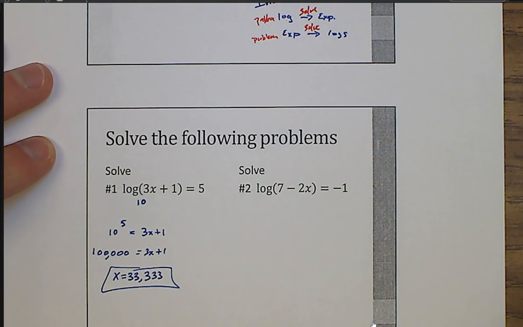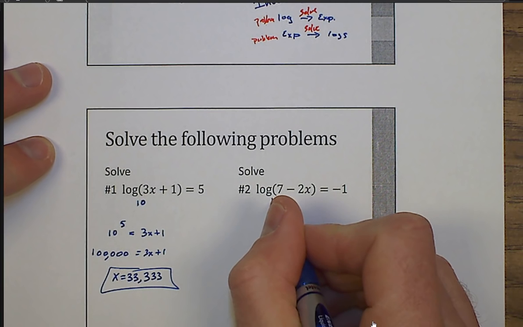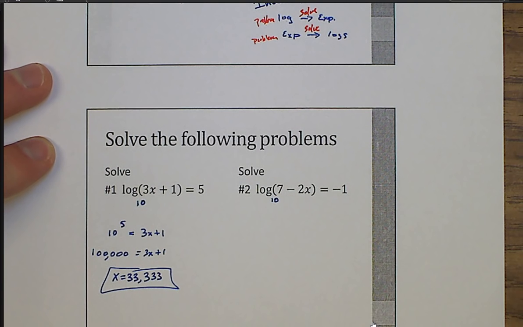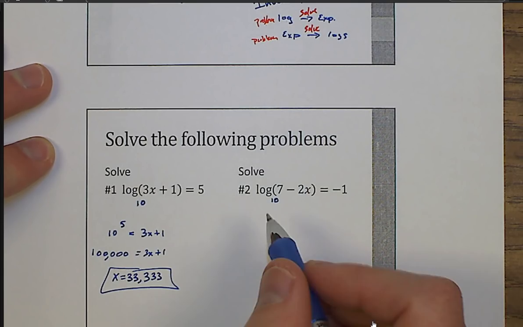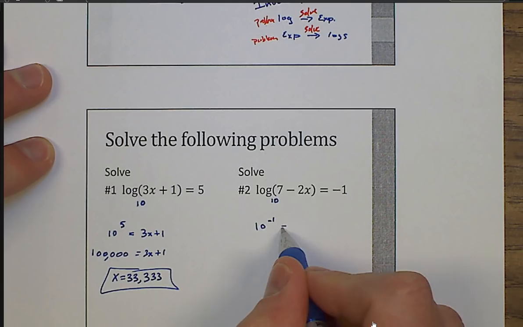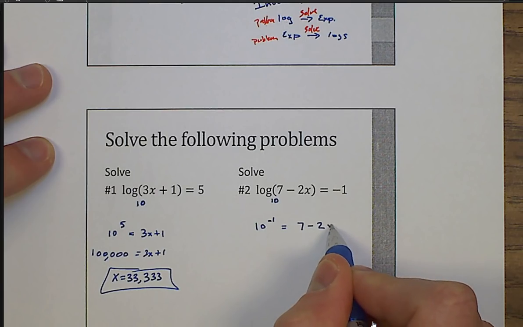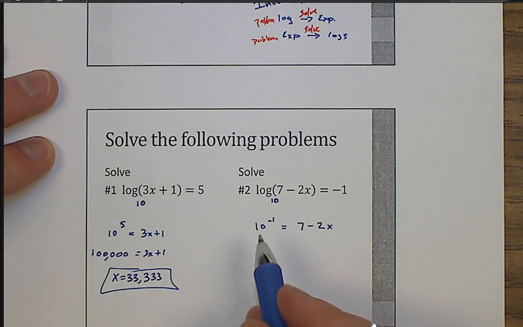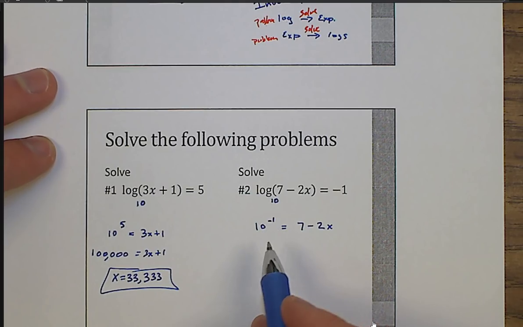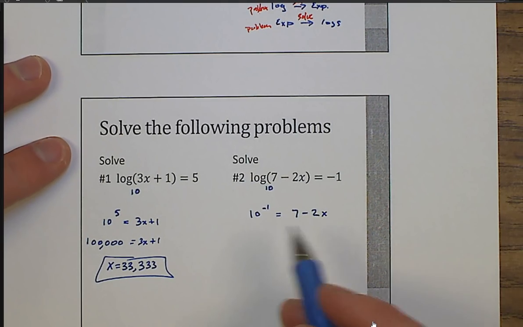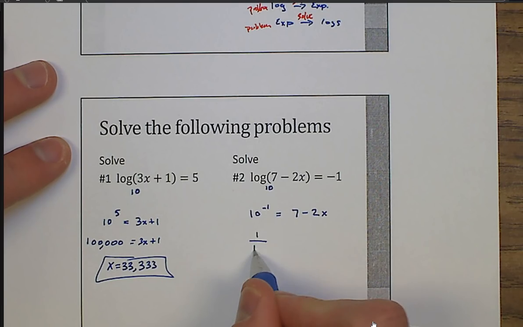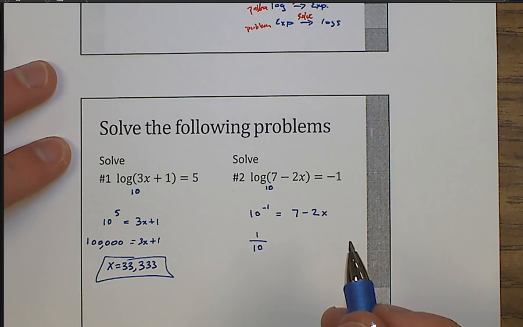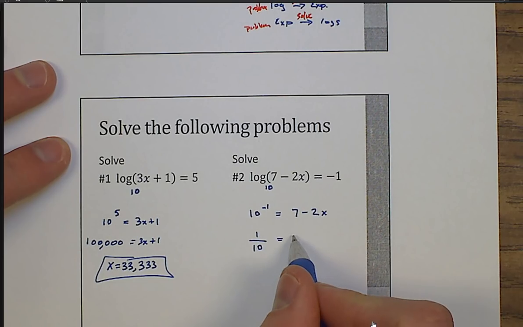All right, same kind of situation on number 2. You have a log, so if in the problem is a logarithm, we're going to solve it using exponential form. So I'm going to have 10 to the negative first power equaling 7 minus 2x. Now, 10 to the negative first, you can solve this a couple different ways. It's totally up to you on how you go about doing this. But when I see 10 to the negative first, I know that that is 1 over 10, or 1/10. All right, so 1/10 equals 7 minus 2x.